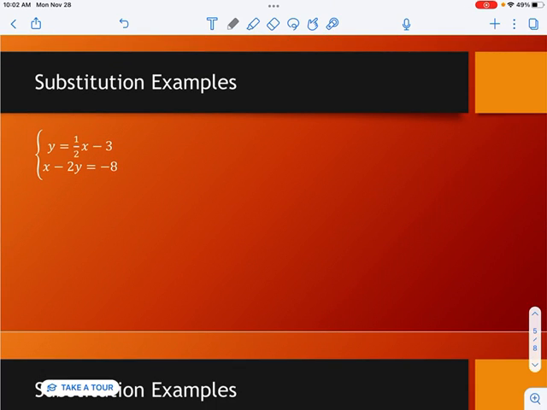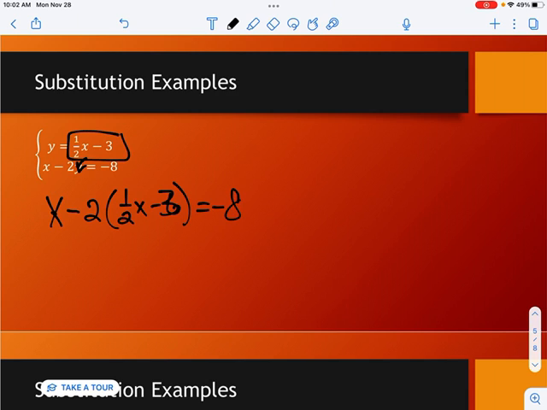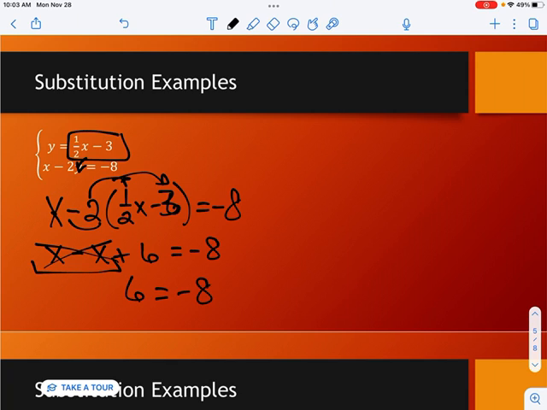So let's take a look. What does this look like with substitution? So in substitution, I'm going to take this, I'm going to plug it in for my y. So x minus 2 times the quantity 1/2 x minus 3, and that equals negative 8. So at this, I'm going to distribute. So I get x, and that's going to give me minus x, that's going to give me plus 6, and that equals negative 8. Here I combine my like terms, which those cancel out, and I'm left with 6 equals negative 8.